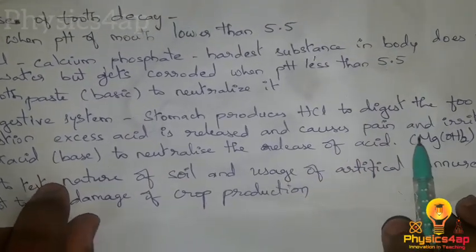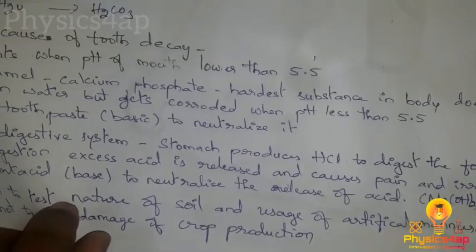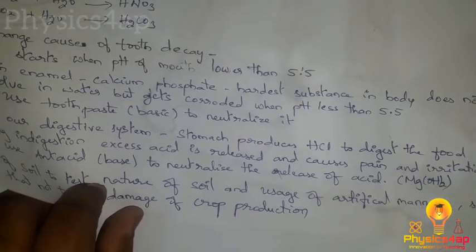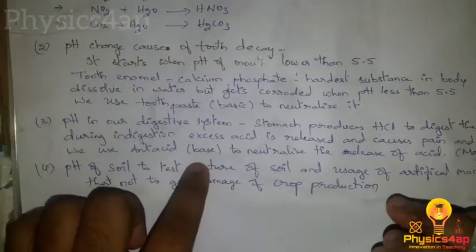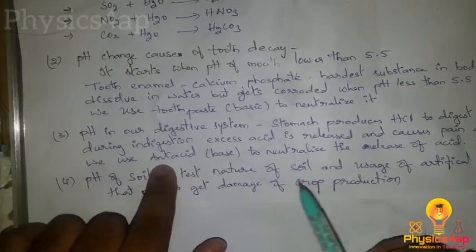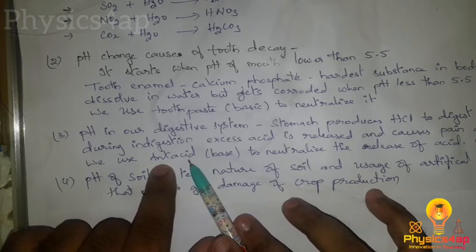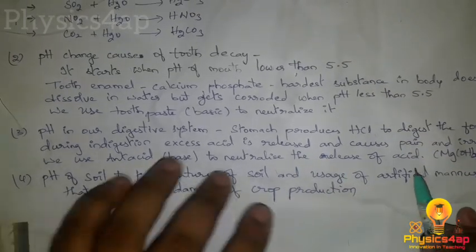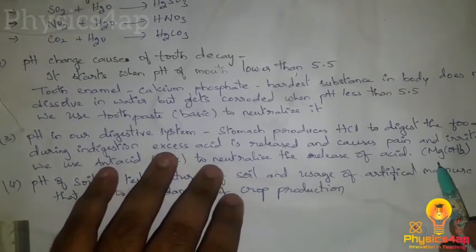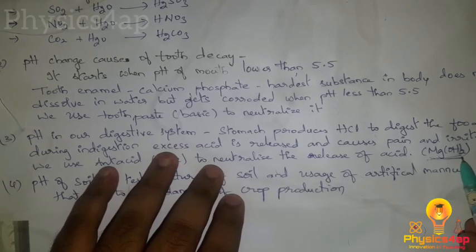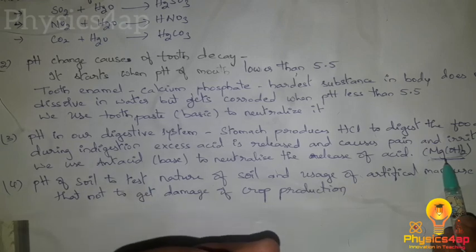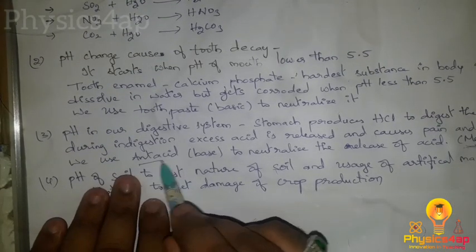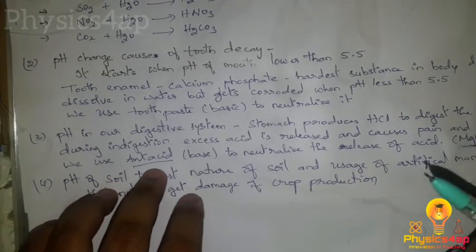So as it causes pain and irritation, due to the release of more HCl, now we need to neutralize this. To neutralize this, we need a base. That base is nothing but what we call an antacid. Antacids are made up of milk of magnesia, that is magnesium hydroxide, also called antacid tablets or antacid solution.